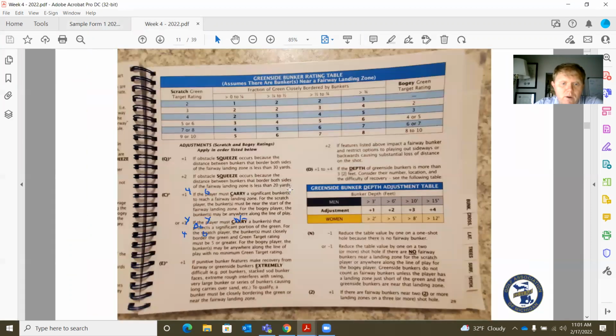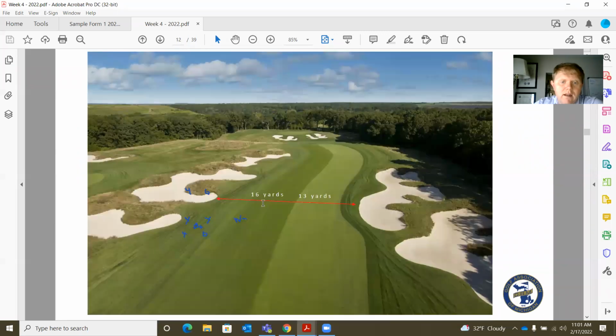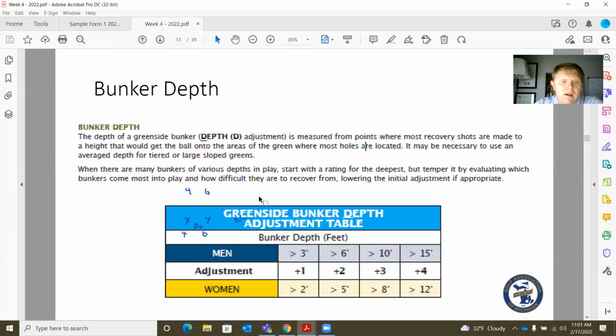Are there any initial questions? We'll go through the bunkers and the adjustments next week, and just a few examples here. And I guess the last thing I did want to, we talked about depth. I guess we could just go over this.